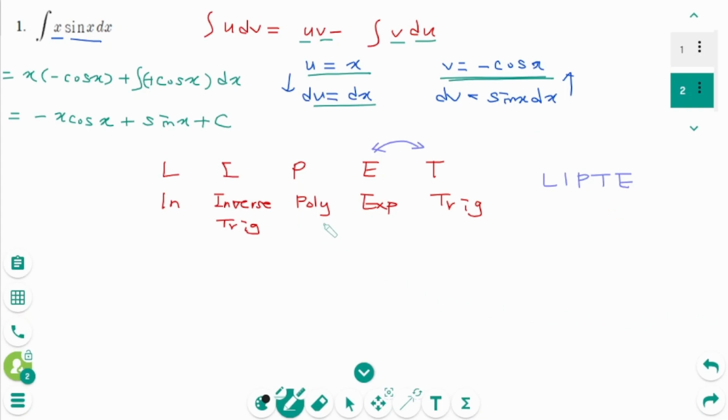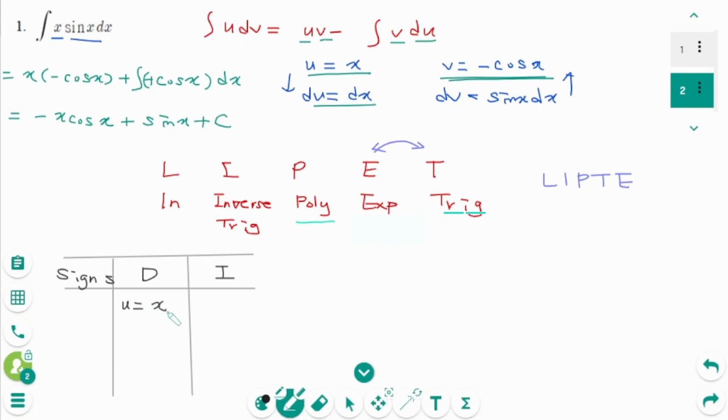In here, x is a polynomial and sin x is a trig. Since polynomial is before trig, x becomes u. Now you will be able to find u really easily. And if u is a polynomial, then we can use the tabular method. Signs, derivative, integral. The derivative part is u equal x, and dv part is sine x.